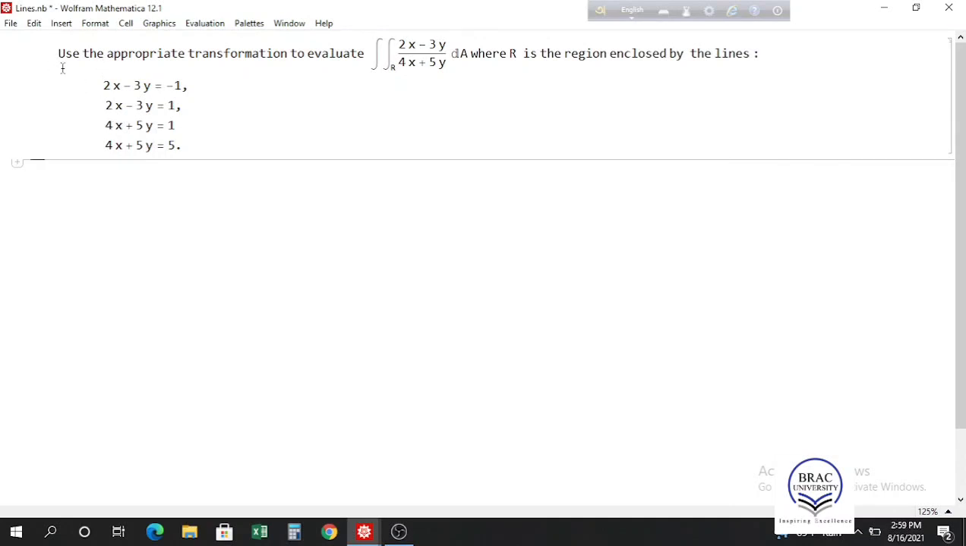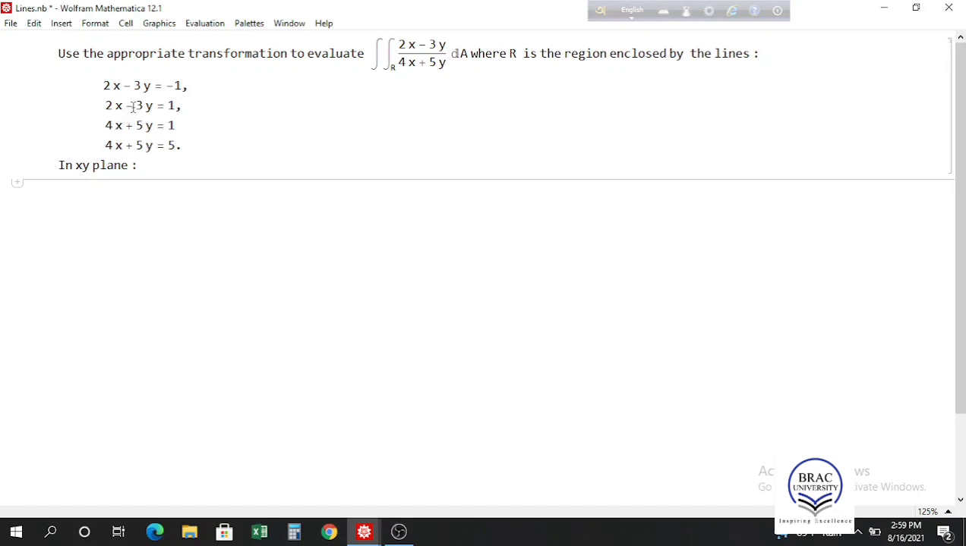Hello guys, let's solve an integral using transformation. Use the appropriate transformation to evaluate this integral where R is the region enclosed by these four lines. Let's plot region R in the xy plane first.